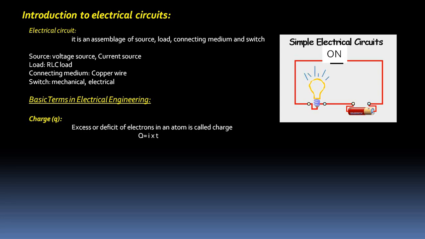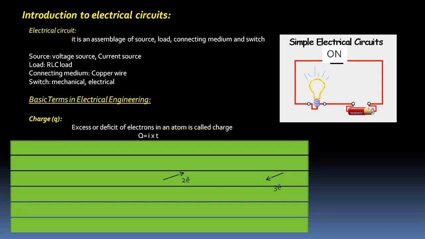Charge is the excess or deficit of electrons in an atom. If we add electrons to the atom, it becomes a negatively charged body, because we are adding negative charge. If you remove the electrons, that is, remove the negative charge, it becomes a positively charged body. That we can see.